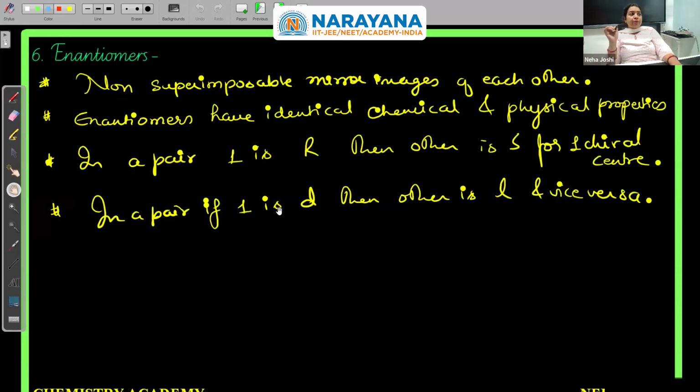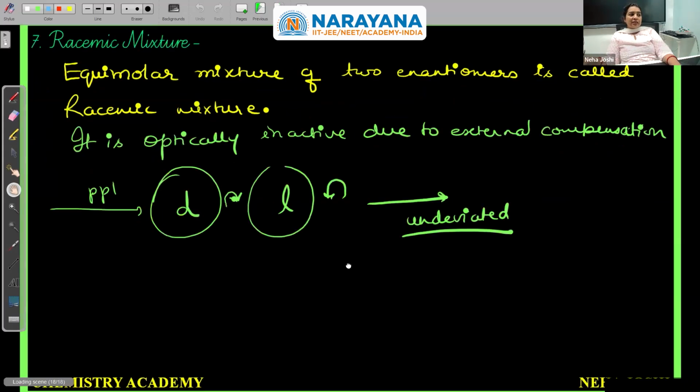Okay. So prochiral, I have just discussed. It could be sp2 or it could be sp3. Now coming to enantiomers. Non-superimposable mirror images of each other are called enantiomers. Enantiomers have identical chemical and physical properties. In a pair, one is R and the other is S for one chiral center. In a pair, if one is dextro, then the other has to be levo. This fourth point is valid even if it has more than one chiral center.